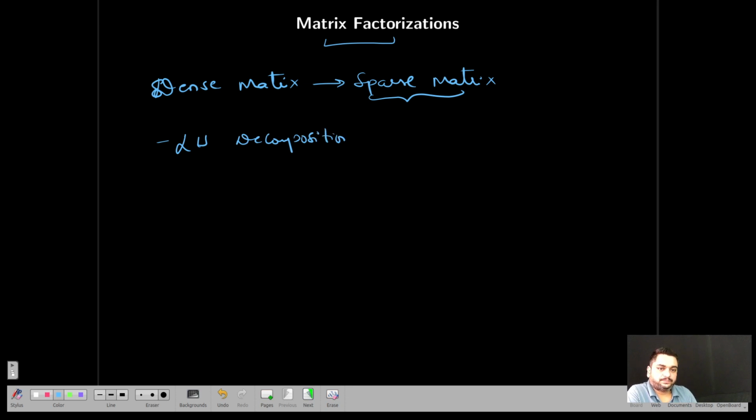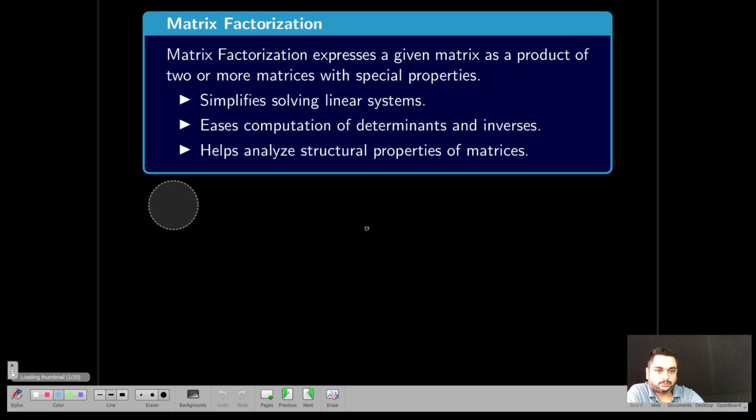LU decomposition. So what does that mean? To convert a given matrix A into the form L into U. L is a lower triangular matrix, U is an upper triangular matrix. In a lower triangular matrix, all the upper part of the triangle is 0. If they are non-zero, then it is an upper triangular matrix. So convert that so that I will have fewer entries, which means more zeros in my matrix, so that it becomes a sparse matrix. So we'll see how to do it.